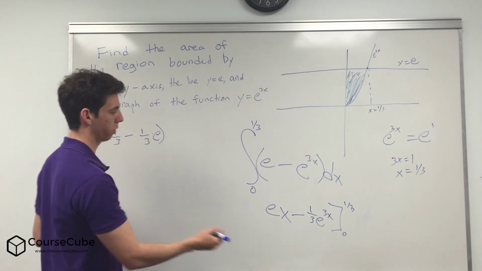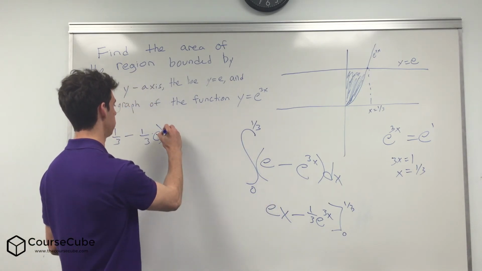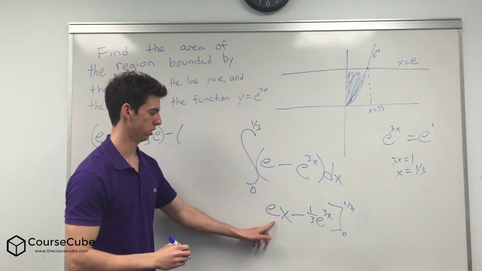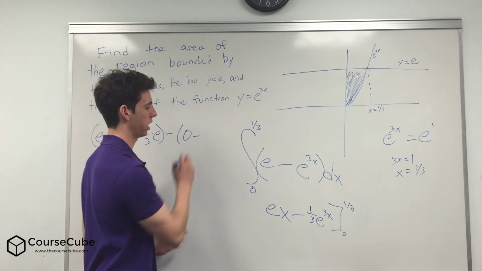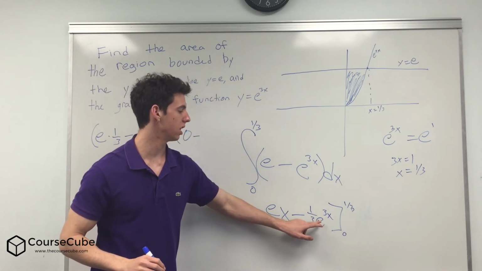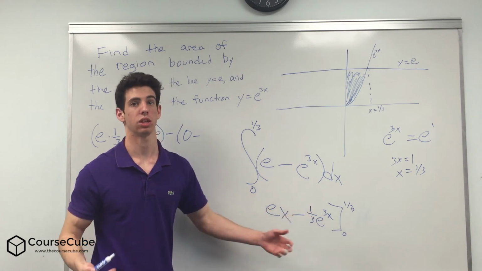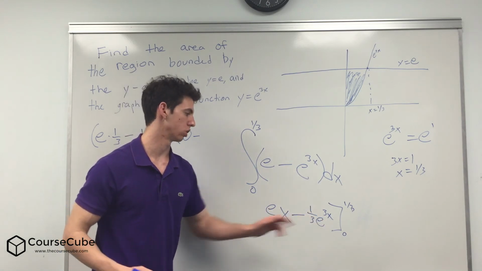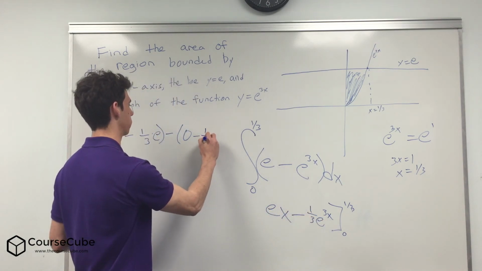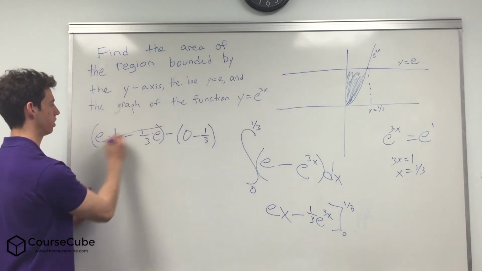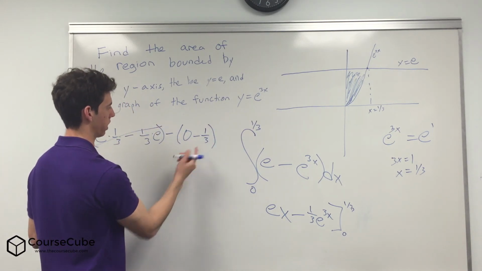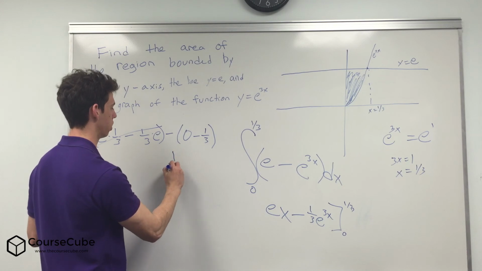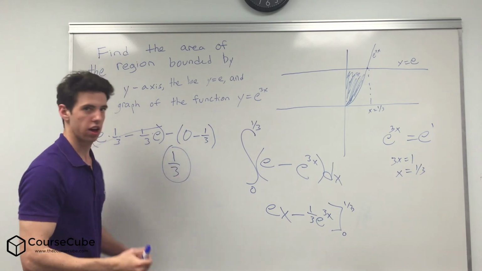That's our first part. And then we subtract when we plug in 0. So minus, when we plug in 0 here, we get e times 0, which is 0, minus 1/3 times e to the 0. Anything to the 0 is 1, so it's just 1/3. We notice this is 0, and we're subtracting a negative, so the answer is just 1/3. And we're done.